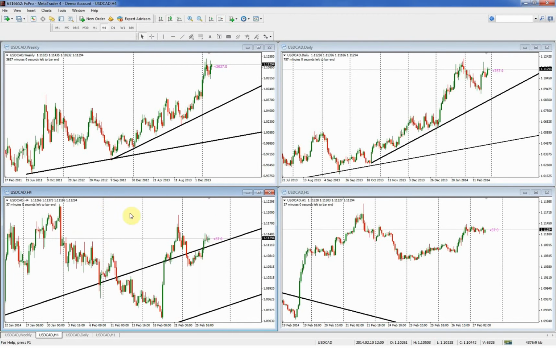So we could definitely see some consolidation here before it makes its next move.